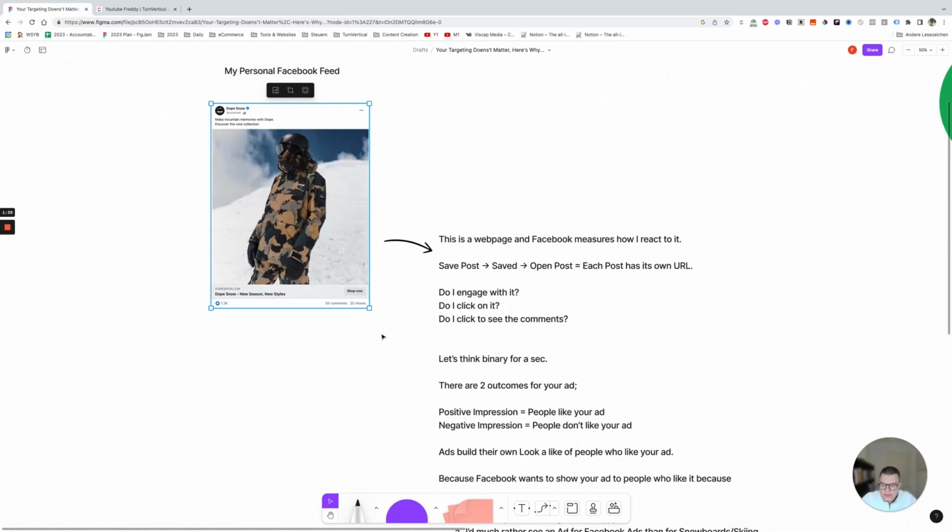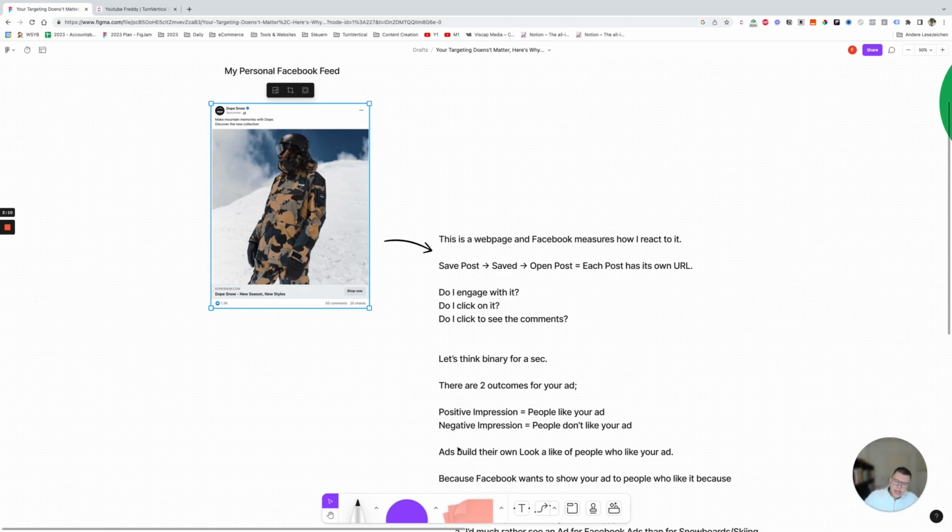So let's think binary for a second. There are only two outcomes for your ad essentially. People like your ad, people don't like your ad. We could take this to an extreme: people buy from your ad, which would be a positive impression, and everything else would be a negative impression. This is super binary thinking, and it's definitely not true that only people who buy have a positive impression. But what I'm trying to say is there are essentially two types of impressions your Facebook ad can have: positive and negative.